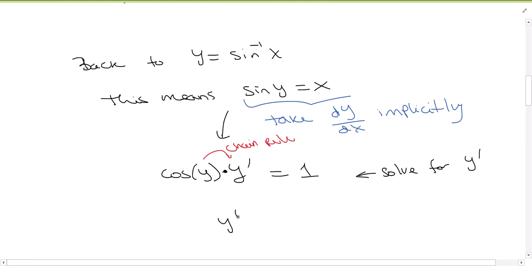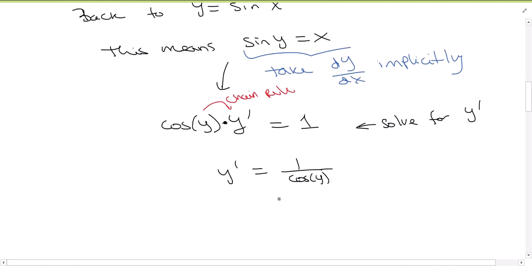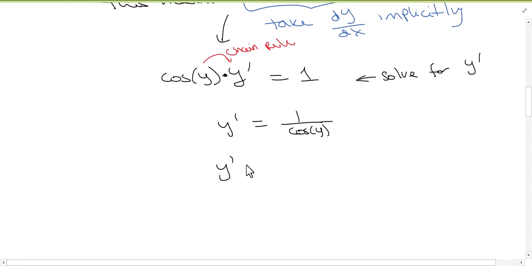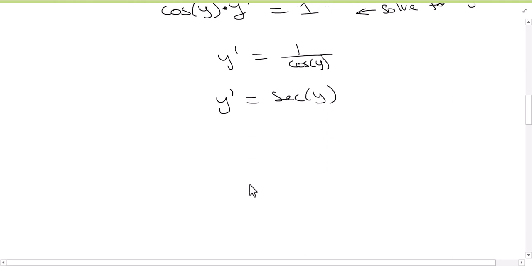So I'm going to have y prime is equal to 1 over cosine of y. By 1 over cosine, we know it as secant. But now I have a problem, right? Because how did I start? I started with y equals sine inverse of x. And so I'm trying to say y prime equals something with an x in it. So I can't have y prime equals secant of y. So let's do what we did in the first memory problem that I gave you. So draw a triangle.